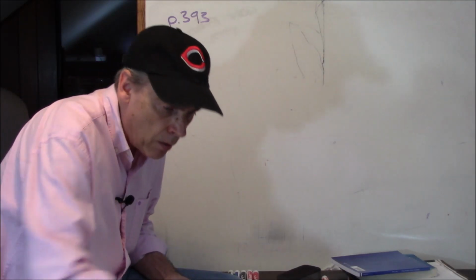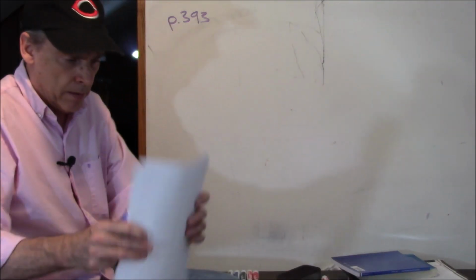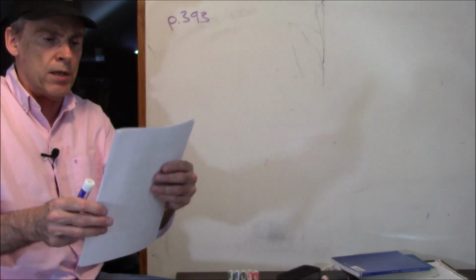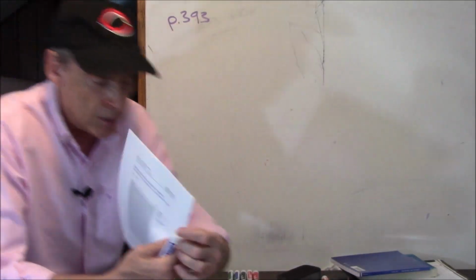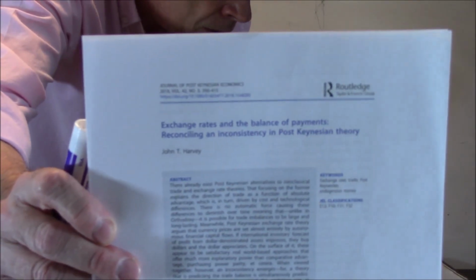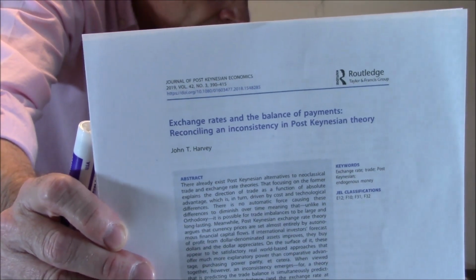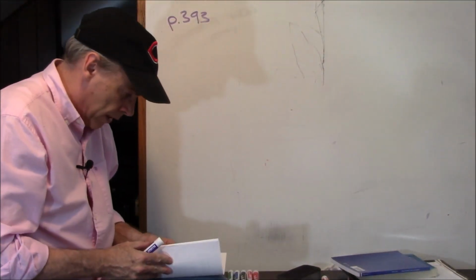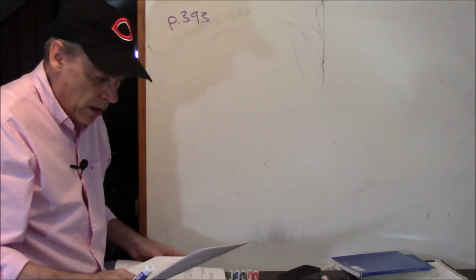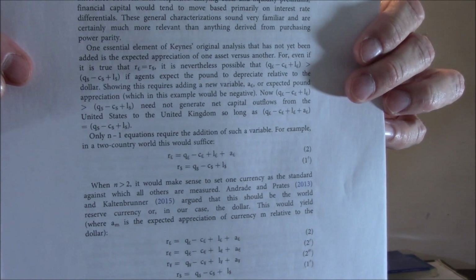I have taken... oh, here it is. Okay. It's called Exchange Rates and the Balance of Payments, Reconciling an Inconsistency in Post-Keynesian Theory. All right. And I'm on page, what did I say, 393? Yeah, right down here where you see equations 2 and 1 prime, that's what I'm about to talk about.